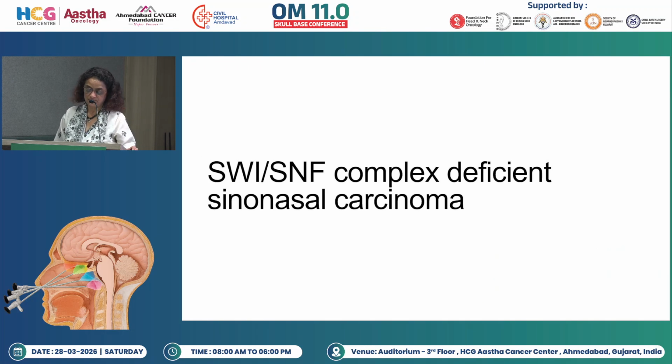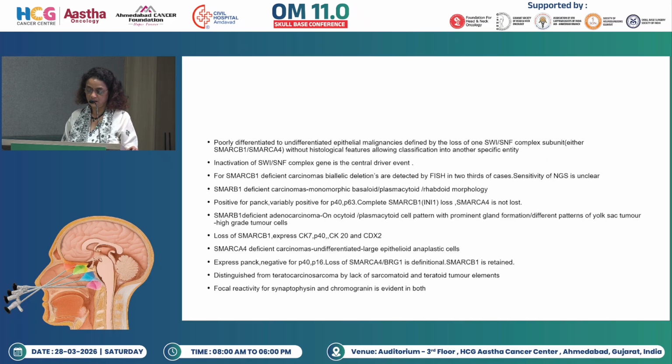SWI/SNF complex deficient sinonasal carcinoma, I think this also has become an old entity now. Basically, it's an undifferentiated malignancy, and it is defined by loss of SWI/SNF complex subunits. Two types, SMARCB1 and SMARCA4, both are mutually exclusive and having different morphology. SMARCB1 is a rhabdoid tumor and SMARCA4 is an undifferentiated tumor.